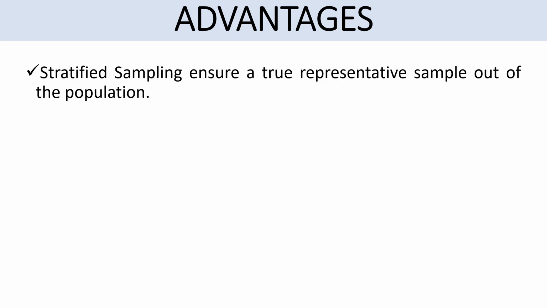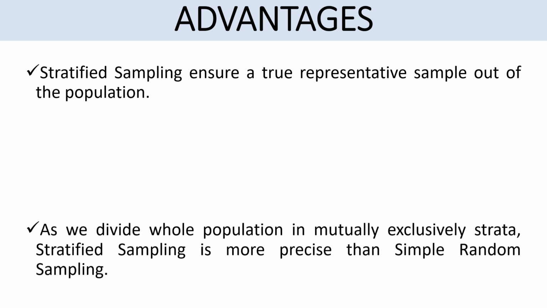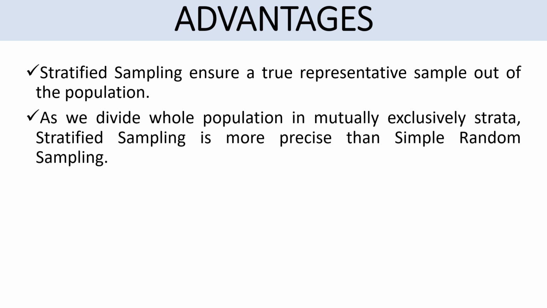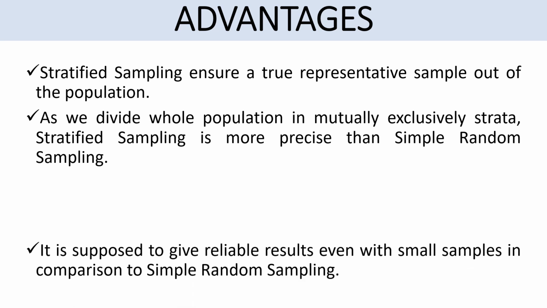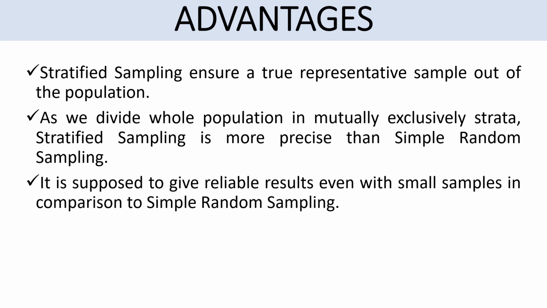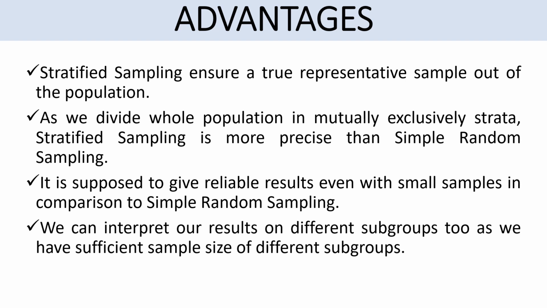Now coming to advantages. Stratified sampling ensures a true representative sample out of the population, as we divide whole population in mutually exclusive strata. Stratified sampling is more precise than simple random sampling. It is supposed to give reliable results even with small sample in comparison to simple random sampling. We can interpret our results on different subgroups too, as we have sufficient sample size of different subgroups.